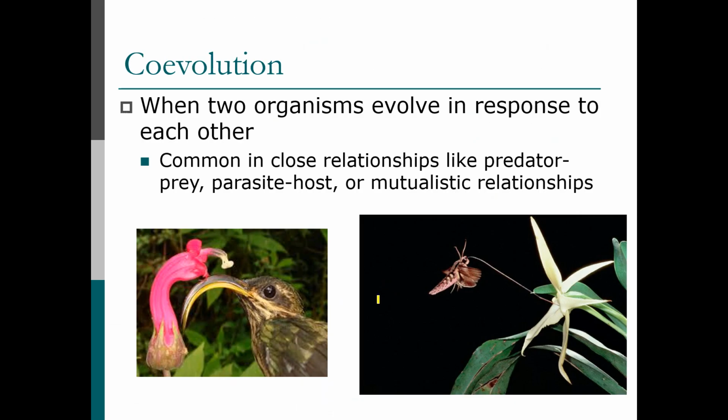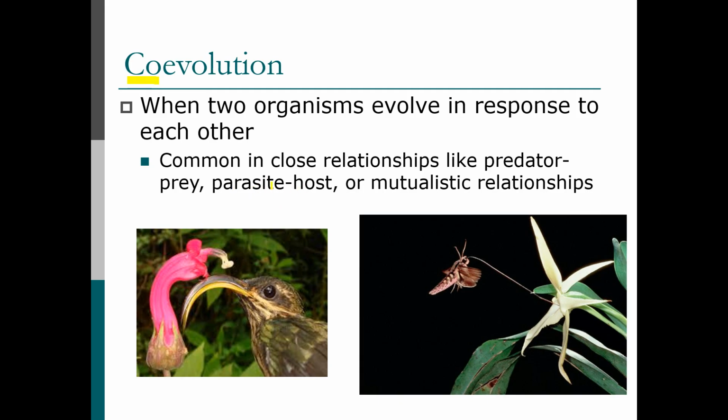All right, the next mechanism of evolution is something called coevolution. Think of co as together. Coevolution is when two organisms, or two species, or two populations, evolve in response to each other. We see this a lot in those close relationships that we looked at back in ecology. We see this in things like predator-prey. As the prey evolves, so does the predator, or vice versa. We see this in relationships like parasite-host. As the parasite evolves, so does the host, or as the host evolves, so does the parasite.